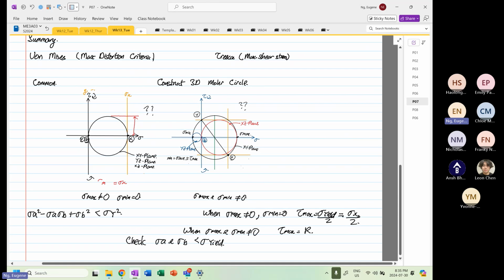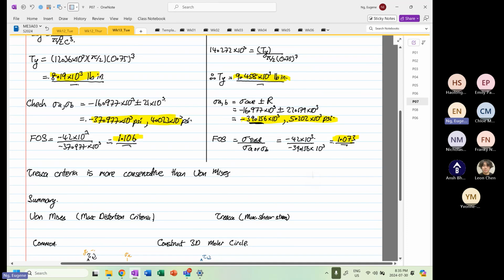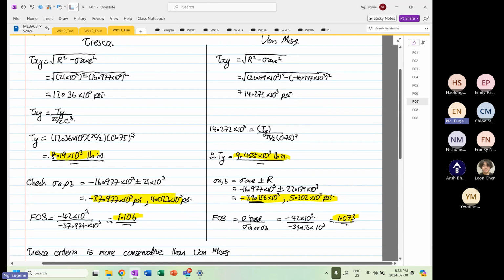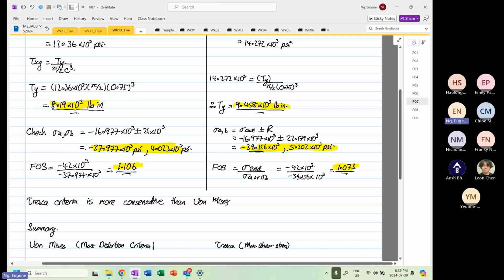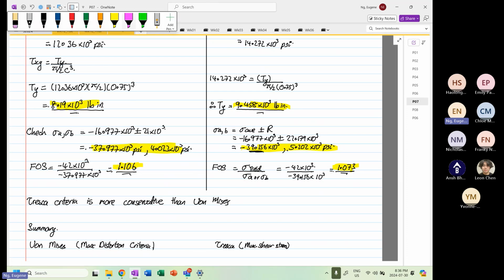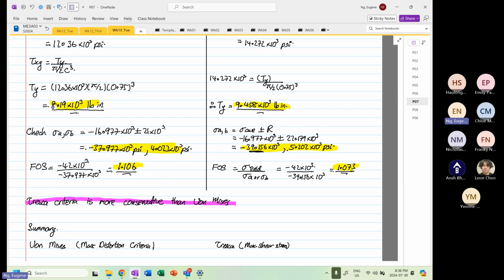3D Mohr circle. And constructing a 3D Mohr circle by no means is any more difficult than constructing a 2D Mohr circle. Okay, and you can see for yourself after our analysis, when we compare Tresca and von Mises, we know that Tresca criteria, important thing to note, is more conservative when compared to von Mises. Okay. Right, that's all for our criteria.